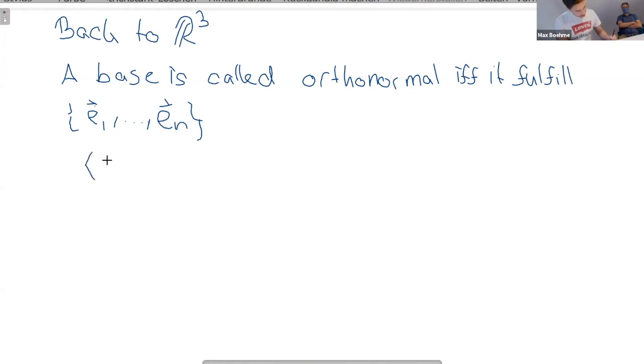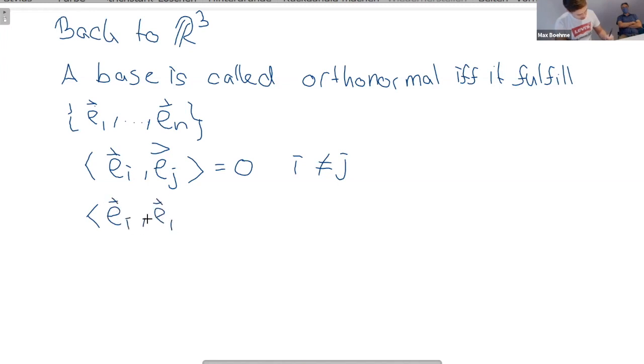And if we take the inner product between two of the vectors which differ, i not equal to j, we get zero. So if you take two different vectors out of this basis set and take the inner product between them, they are zero. In R3, they are just orthogonal to each other. And if we take the same vector into the inner product with itself, we get one.